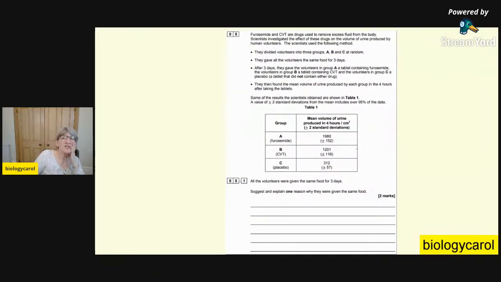Okay, next question. Furosemide and CVT are drugs used to remove excess fluid from the body. They basically make you pee a lot. So to test this, they used 3 groups of volunteers, groups A, B, and C, gave them the same food. And then after 3 days, A got furosemide, B got CVT, and C got placebo, which means they didn't get either drug. And this is the mean volume of urine produced in 4 hours.